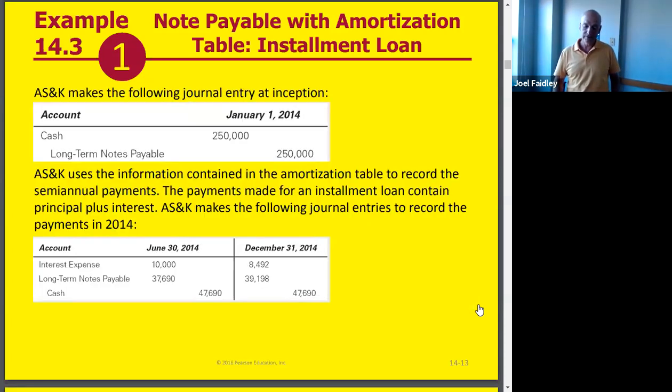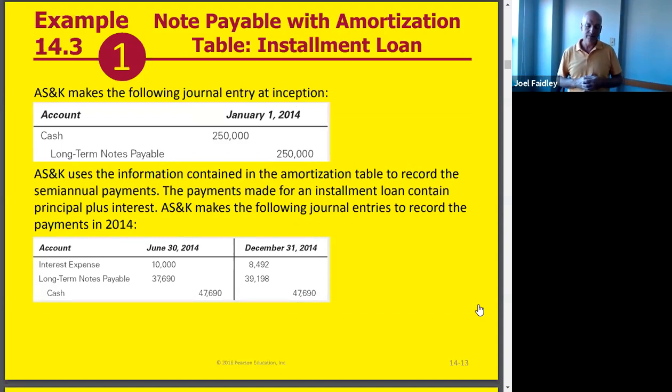There's the initial entry. You debit cash because you're receiving this cash as an installment loan. If this was a mortgage payable, like for a building or land, that debit would be to an asset like building or land. Of course, you have to break those out separately, since land is not depreciated, but the building is. But that would be the difference in the debit.